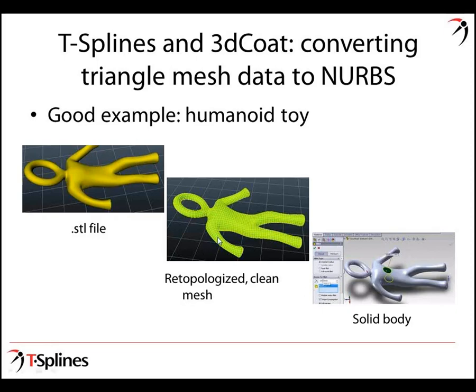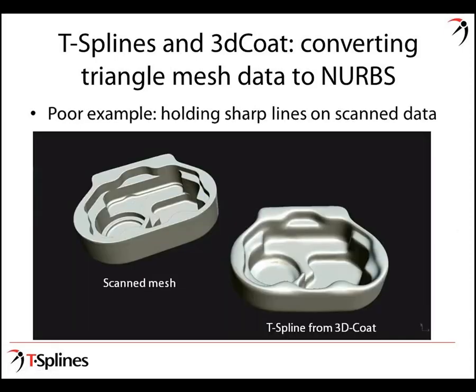Another good example or good experience that we've had is this humanoid toy where you can start with an STL file, retopologize that in 3D Coat, and then bring that into Rhino or SolidWorks. And again, you can see the similarities between these are all that there are no hard edges. It's a nice, soft, organic model.